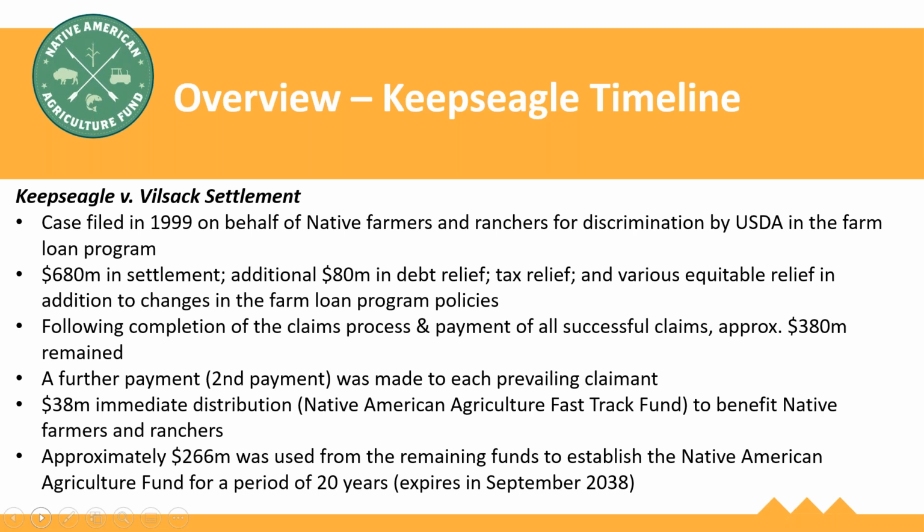This leftover amount then had further negotiations, and finally everyone came to an agreement. After a second payment was made to each prevailing claimant, $38 million went to Native American organizations in the fast track distribution that benefit our work on behalf of Native American farmers and ranchers. That left $266 million, and those funds helped create and establish the Native American Agriculture Fund. The Native American Agriculture Fund will exist for a period of 20 years, and it expires in September of 2038. Next slide.